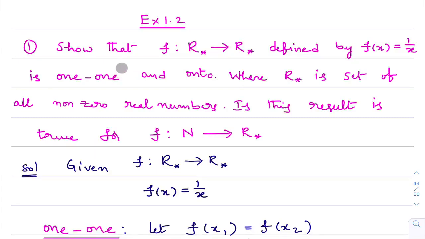In last class, we learned theory part related to exercise number 1.2. Mainly, we learned two definitions. What is one-one function? What is onto function? If you do not know those two definitions, first watch that video and then only come to this class. Otherwise, you cannot understand anything in this class.